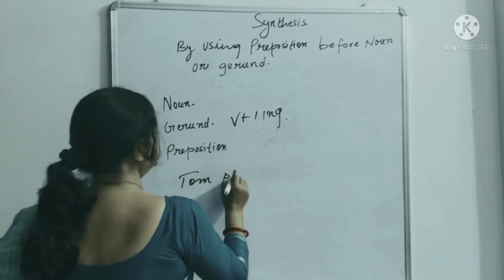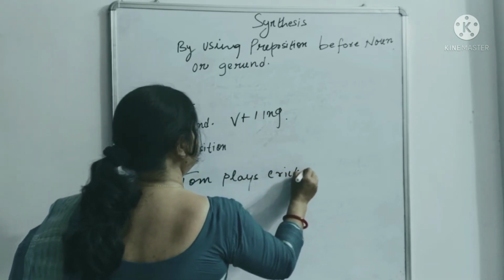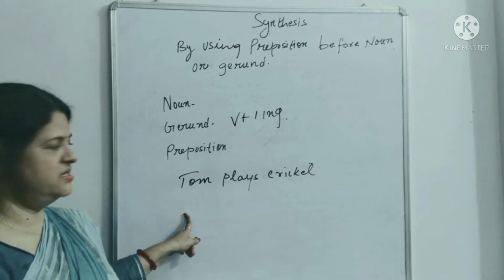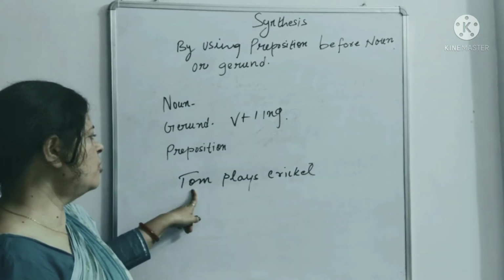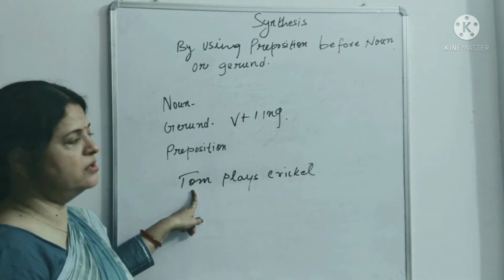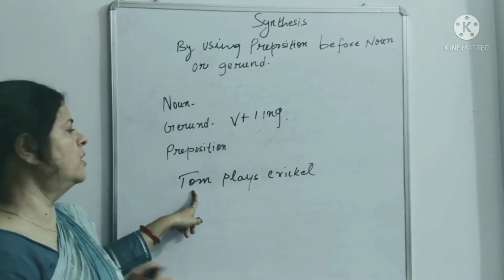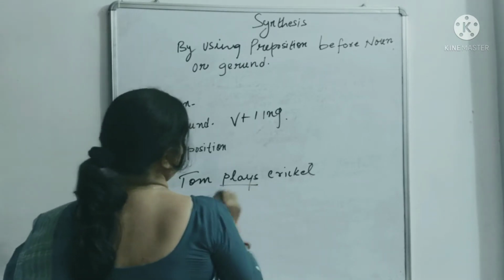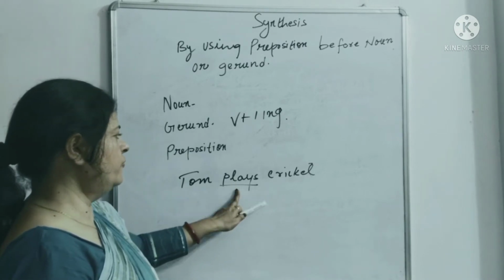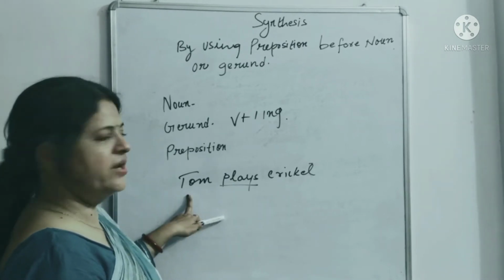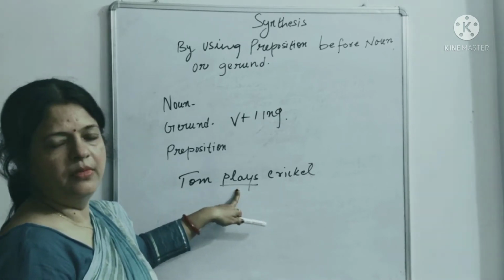Tom plays cricket. Okay. So if I write this sentence, understand, just pay attention. Tom is a noun and play is a verb, so we know very well that Tom is the subject of this verb. So noun here is working as a subject to this verb.